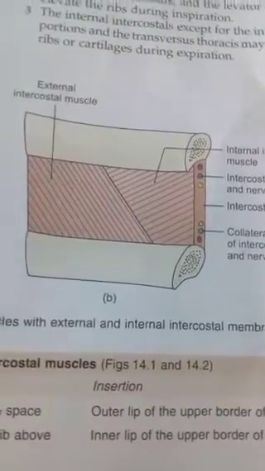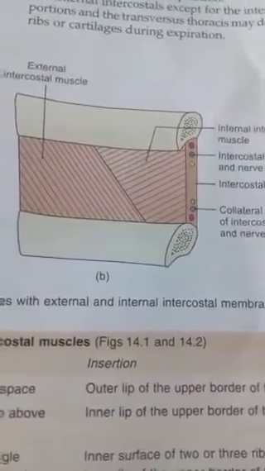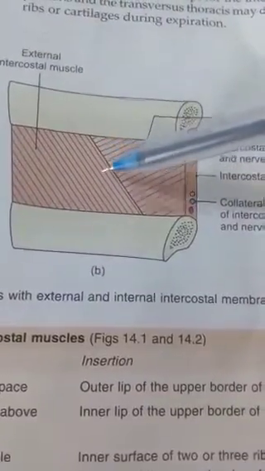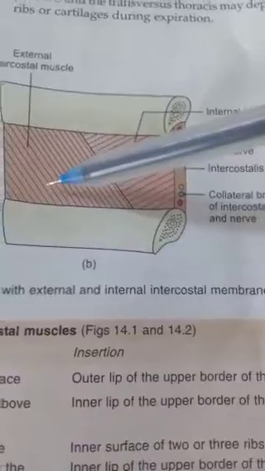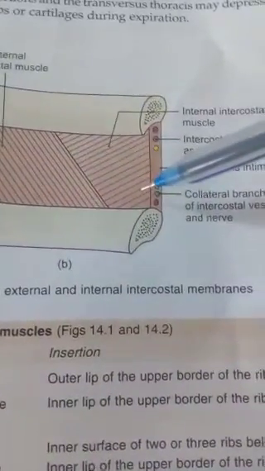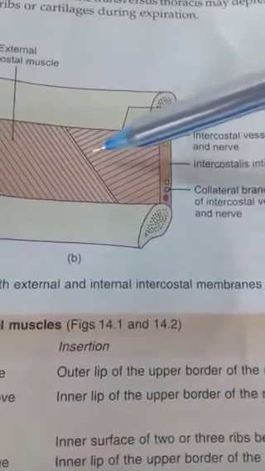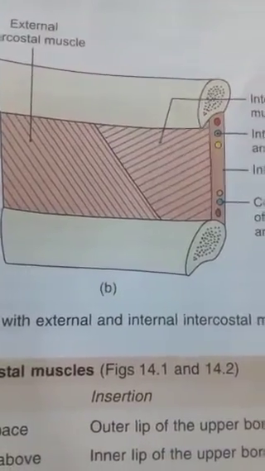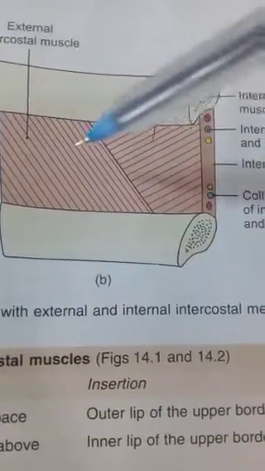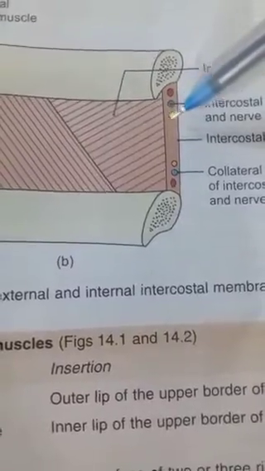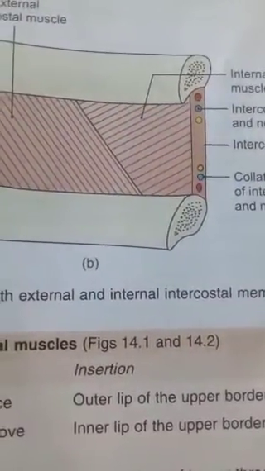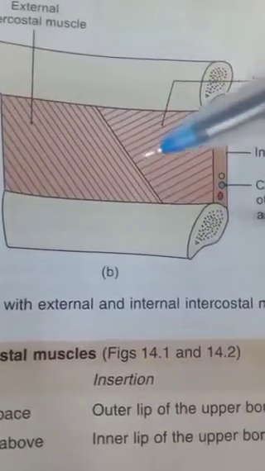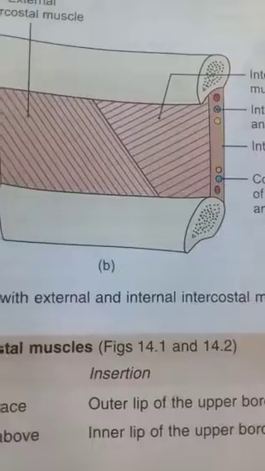Having learned the origin and insertion of intercostal muscles, we will now learn the direction of these muscles. As you can see over here, fibers of external intercostal muscles run downwards, forwards, and medially, whereas fibers of internal intercostal and transversus thoracis muscle run downward, backward, and laterally. These intercostal muscles are supplied by the intercostal nerve of the particular intercostal space. The main action of the intercostal muscle is to prevent the intercostal space from being drawn in during inspiration and bulging outward during expiration.